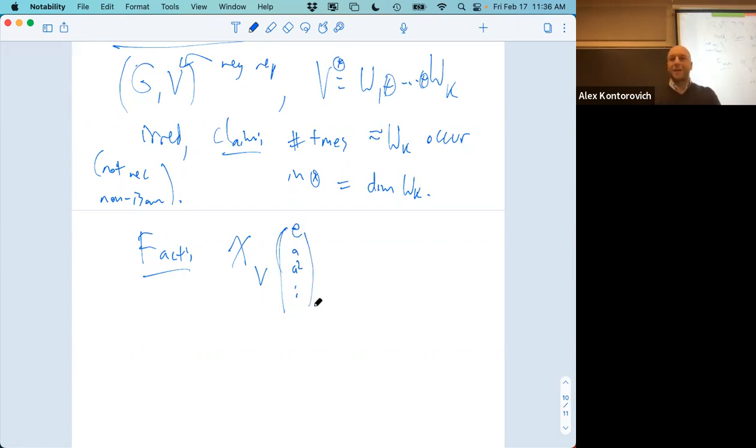Well, what is rho of E? Rho of E just doesn't do anything, right? It just fixes everybody. So what's the trace of that? 6, yes. So that's the dimension of V, which is also the number of elements of G.